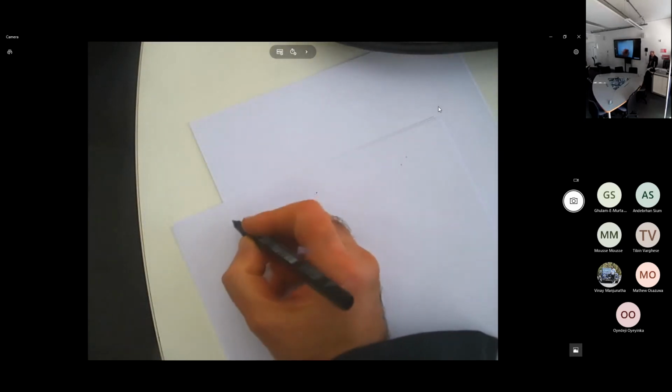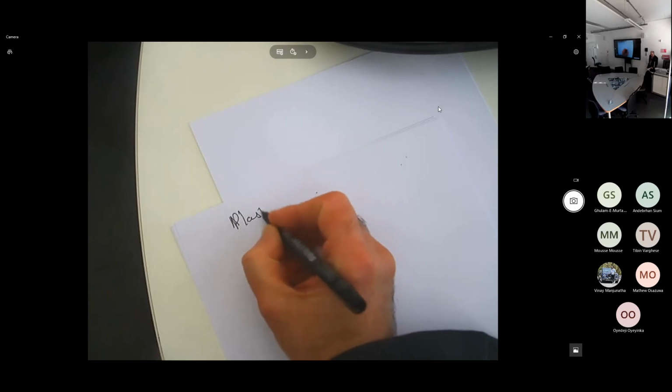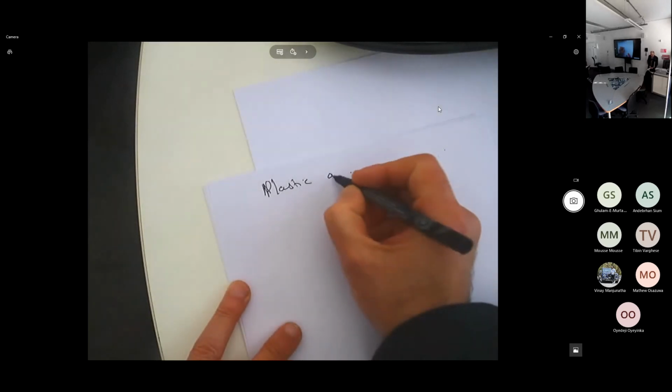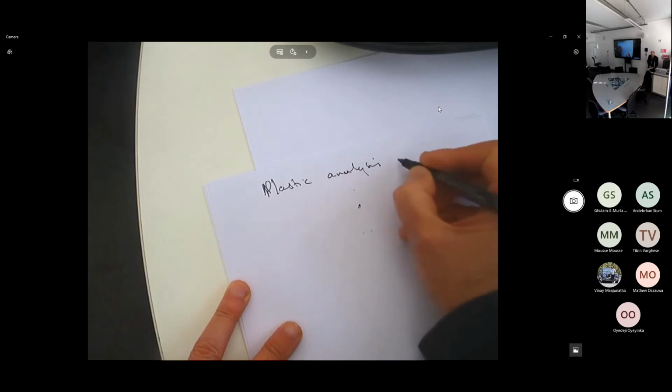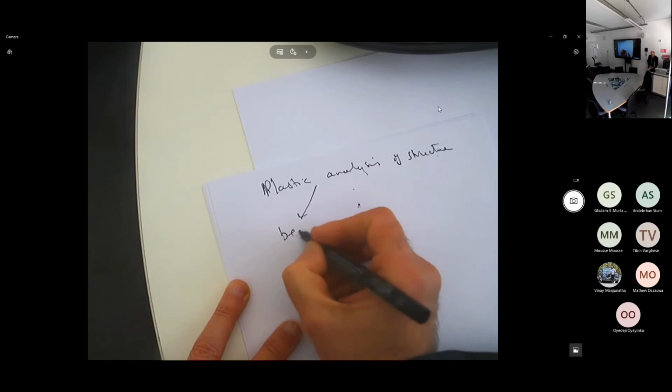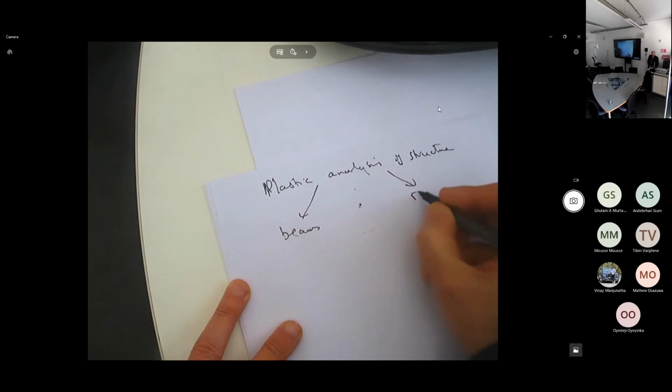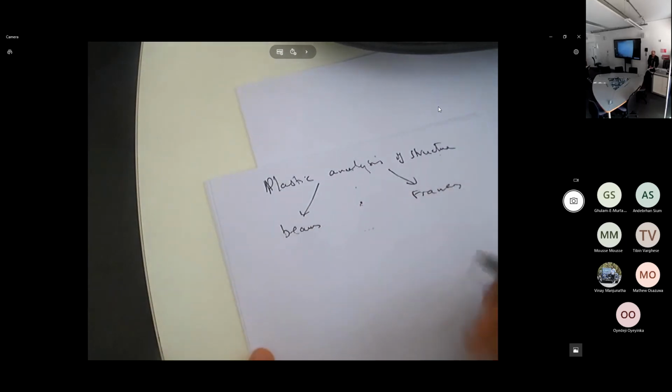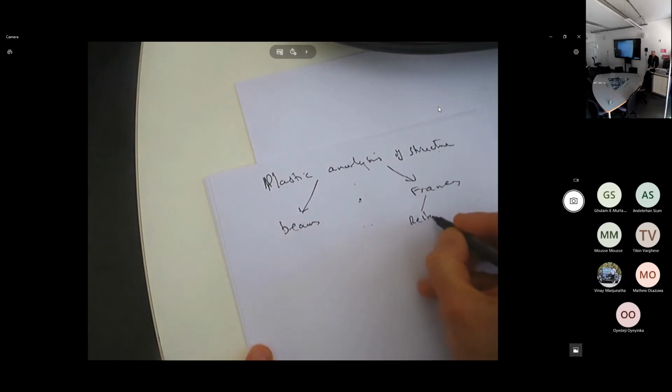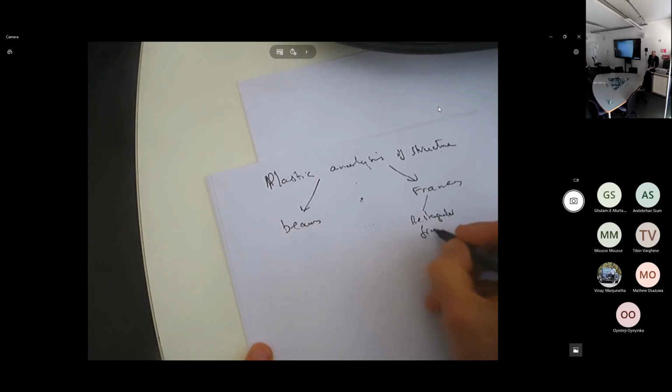Okay. The second part: after we covered the MP and shape factor and so on, the next thing we did was to carry out the plastic analysis of structures. We did beams and we did frames. That's what we did, isn't it? And for frames, we did rectangular frames, and we did pitch roof frames, isn't it?